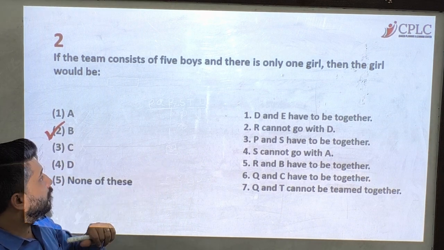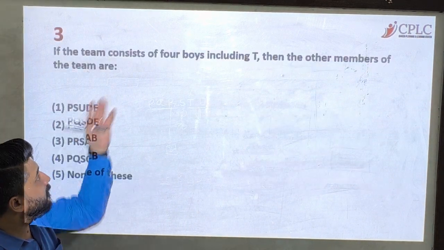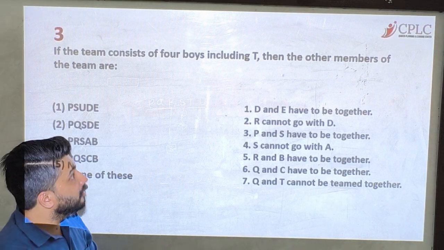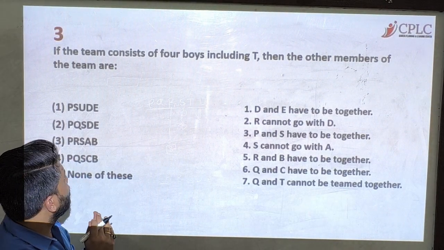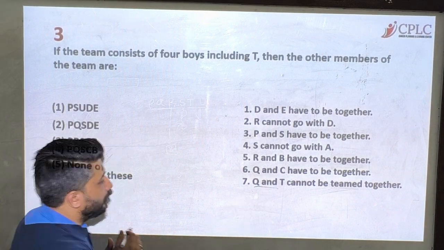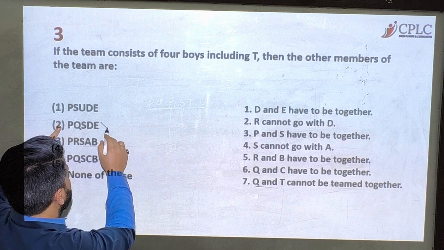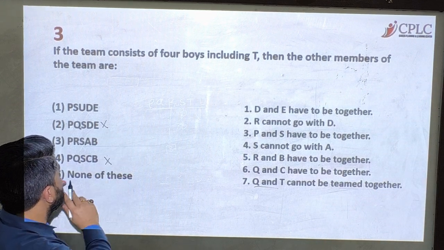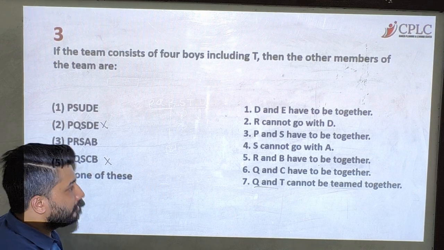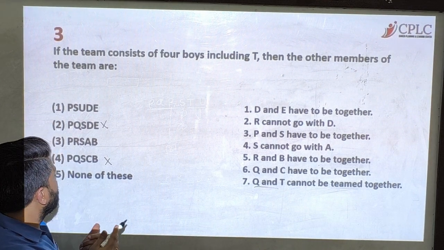Let's go to the next one, the third one, which says the team consists of 4 boys including T. So T is there in the team. So what are the other members? T's condition is that Q and T cannot be together. So that means option 2 and option 4 are eliminated because Q is there in the team. So either it is 1, 3 or none of these. Let's look at each one of them.